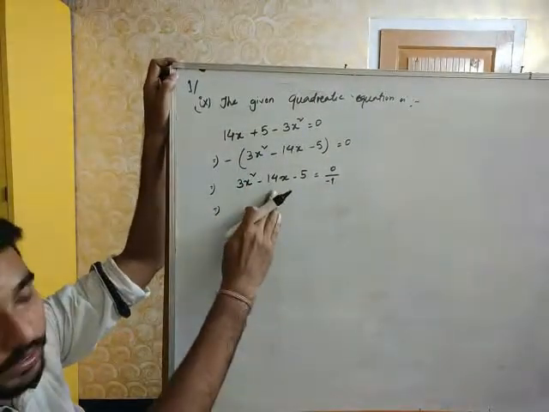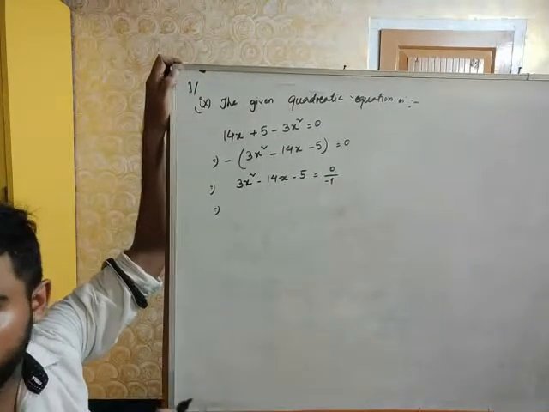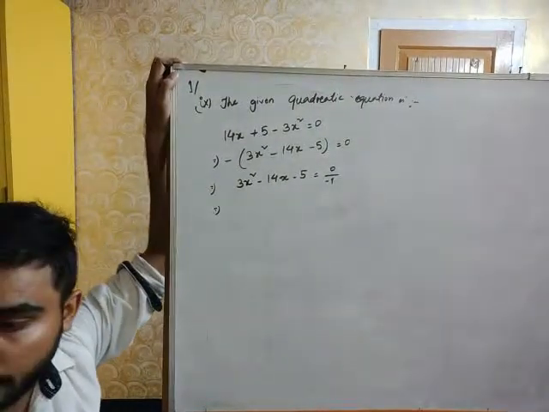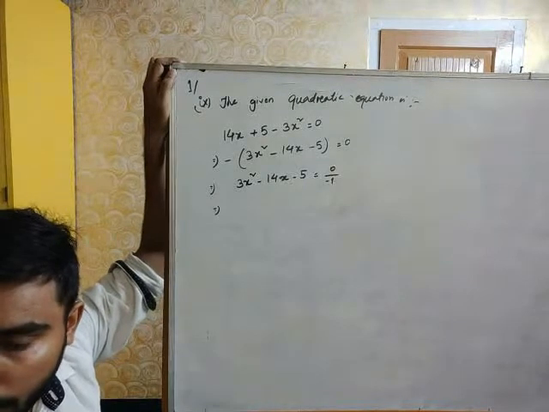Clear? Any problem with this step here? The minus 1 that came to this side was multiplied, so on this side it will be divided. Any problem?